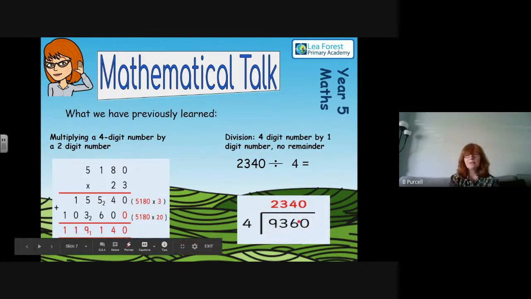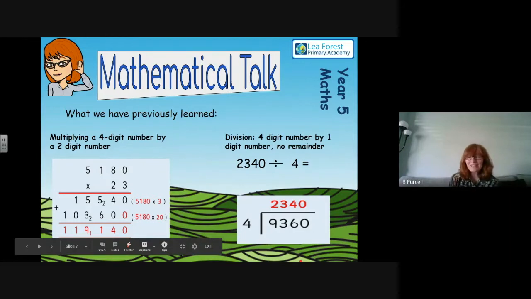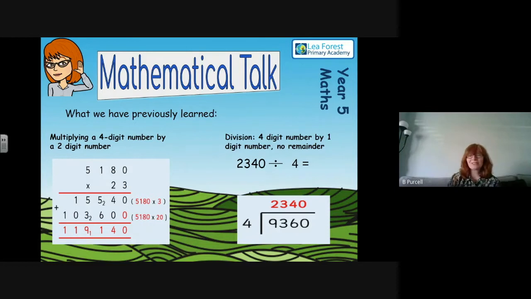Oh, I've put the answer for my calculation. Oh, I'm so sorry. And I checked through this so many times before. So I've put my answer up there. So it should have been 9,360 divided by 4, and our answer is 2,340. Oh dear.